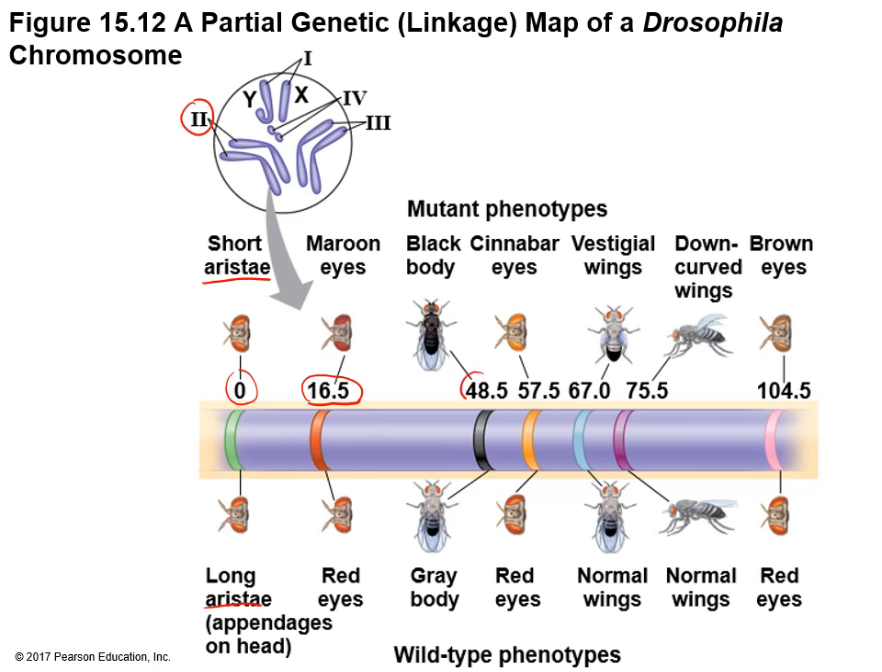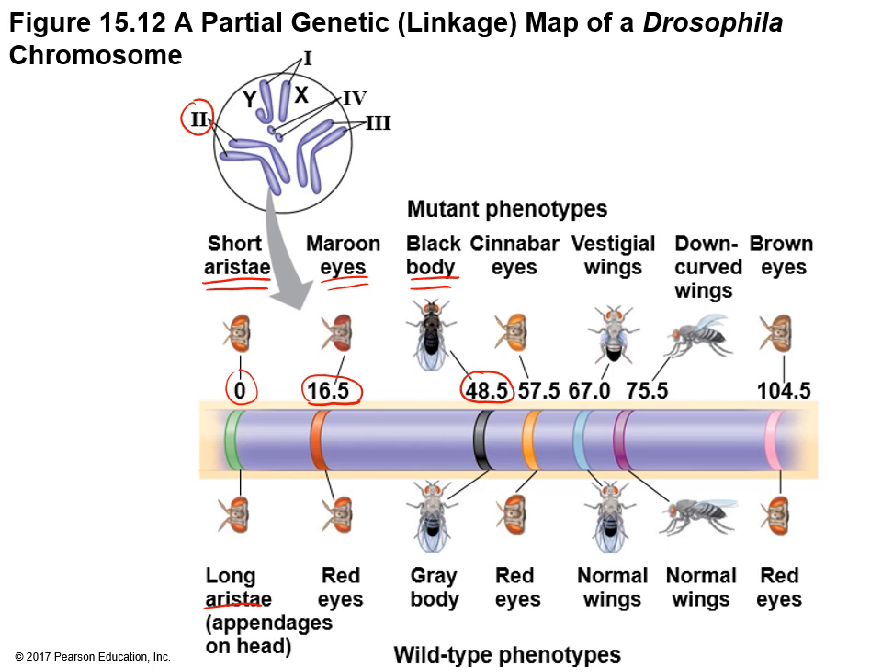And then next we have 48.5% for the color of the body, which is still below 50%. So the arista, the eye color, and the body color are probably going to be inherited together. So they are not going to be recombined. So they're not going to be exchanged.